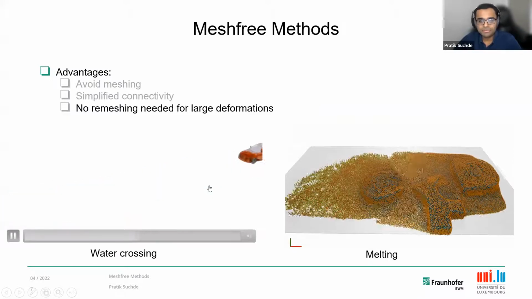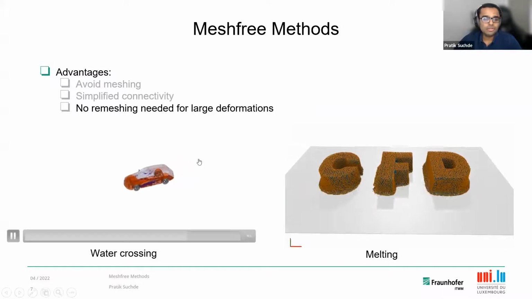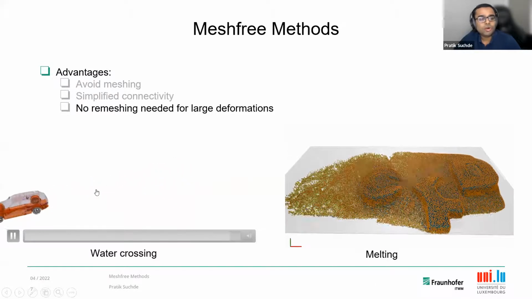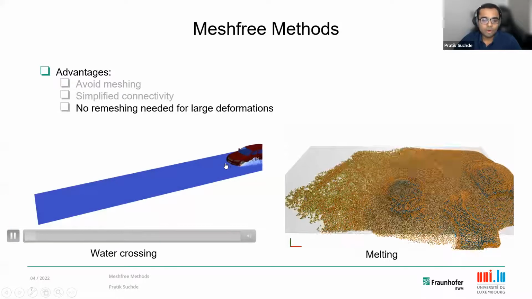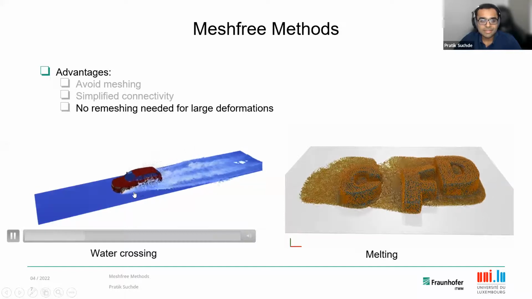And we'll already come to the first application for mesh-free methods, which is this water crossing. So we're considering a car moving through a shallow region of water, and we want to check what is getting wet and what is not. It's an application I will talk about in more detail later.